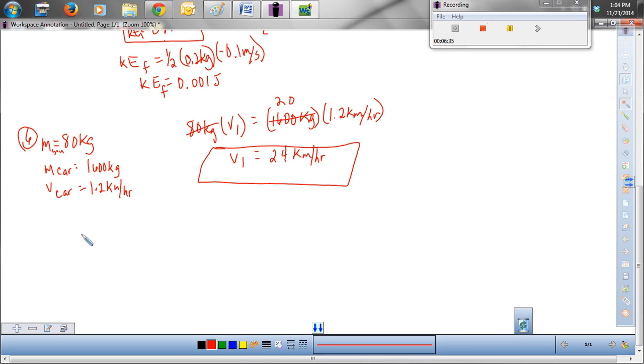All right. Number 7 says a force that averages 1,200 newtons. So my force is 1,200 newtons. Is applied to a 0.4 kilogram steel ball. The initial speed of the steel ball is 14 meters per second.